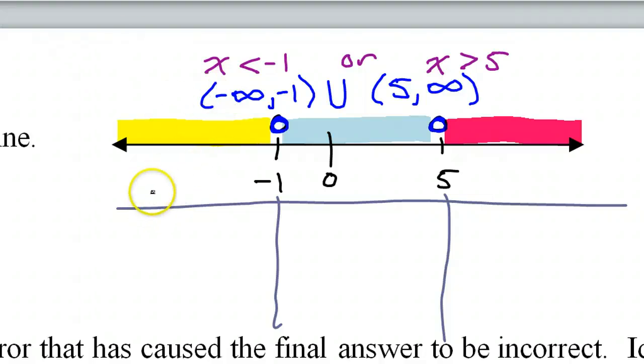So from the yellow zone, I would use, for example, x equals -2, just anything over in the yellow zone. In the middle zone, the blue zone, I would use x equals 0. I always use 0 when I can. In the pink or red zone, I would use, for example, x equals 6.